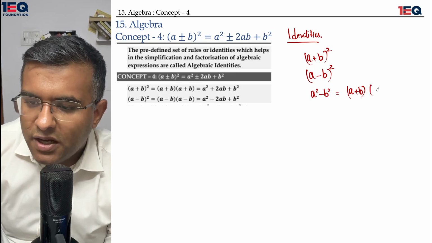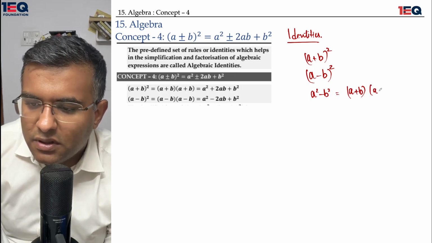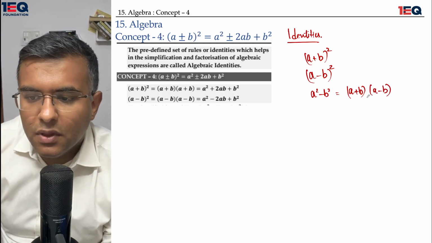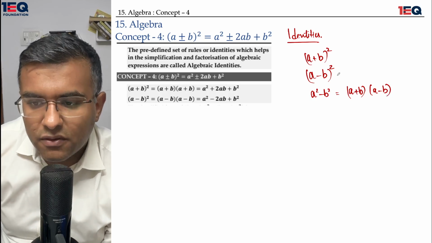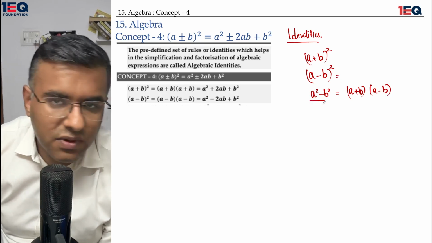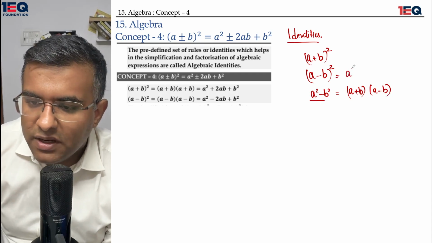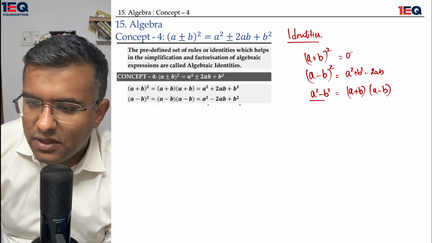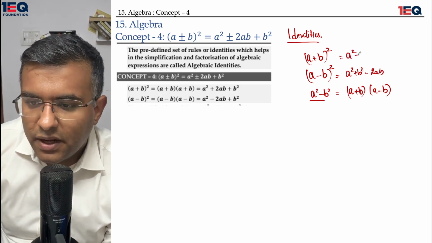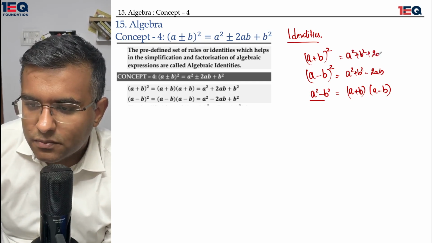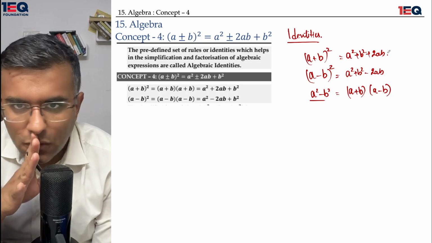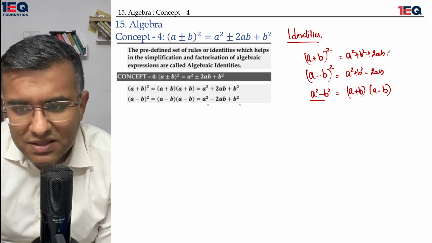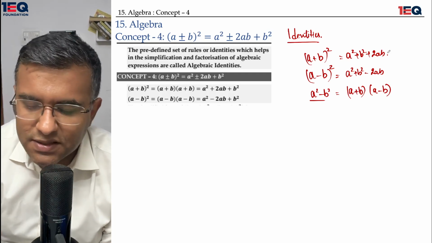When the sum of a and b is multiplied with the difference of a and b, that is when a square minus b square arises. For a minus b whole square, I get a square plus b square minus 2ab. Similarly, for a plus b whole square, I get a square plus b square plus 2ab. These are the most basic and the standard identities we'll be using in the upcoming questions.